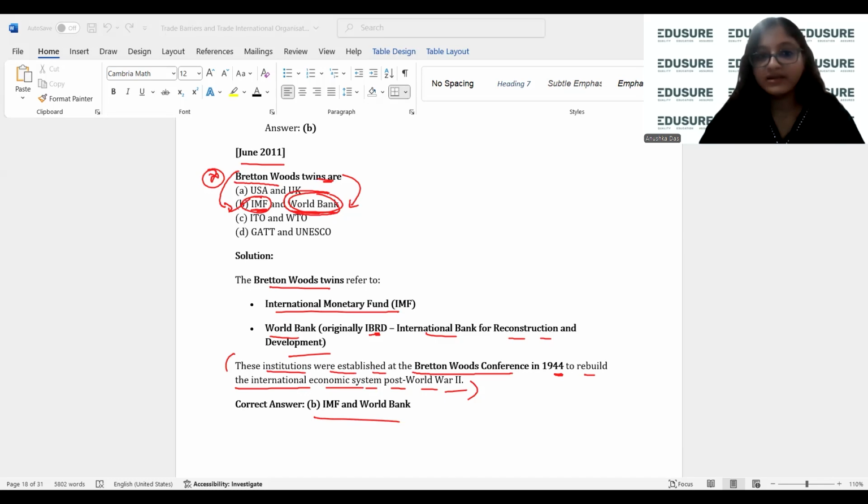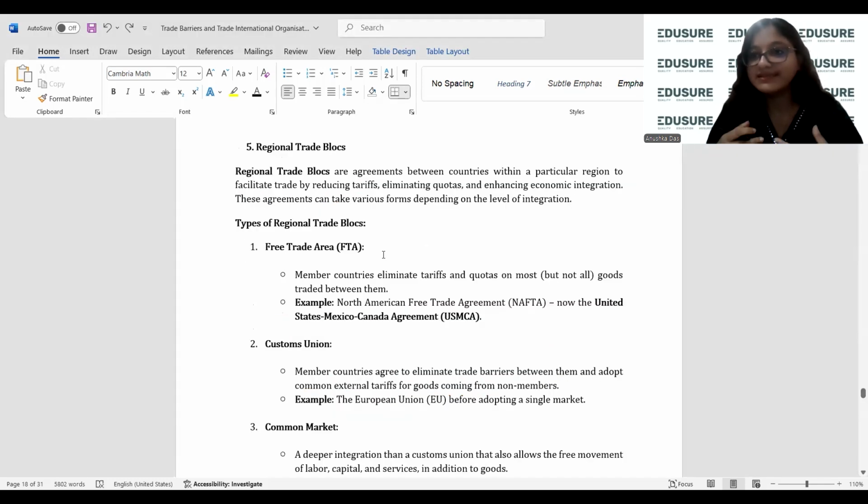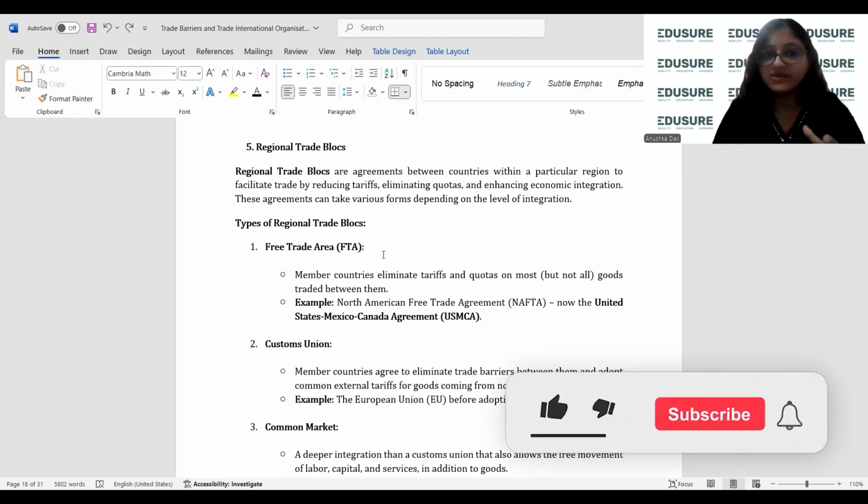Let's move on. The final part will be the regional trade blocks. Regional trade blocks means some countries, some regions in some countries will come together. They will agree to trade with each other. Mostly free trade will go on, and they will also set their system for the tariff and the non-tariff barriers that they may face from the other countries. They will set standard rules for that. This is basically economic integration. These regional trade blocks are a way of economic integration.